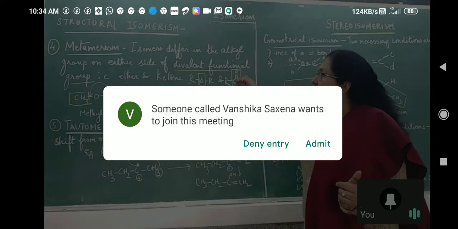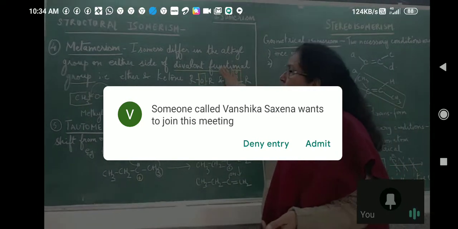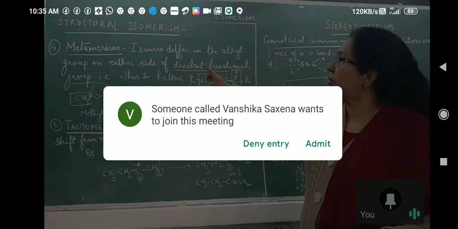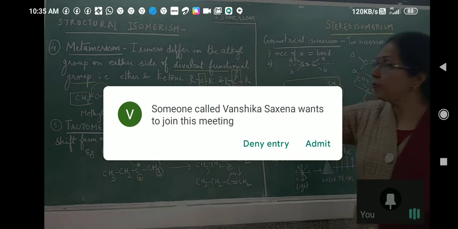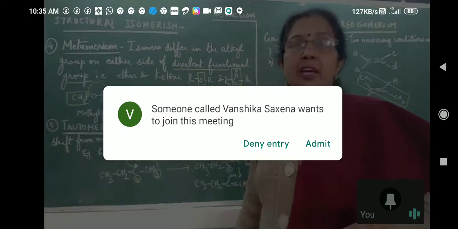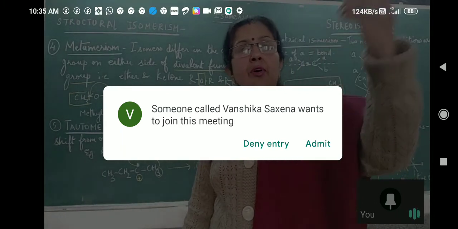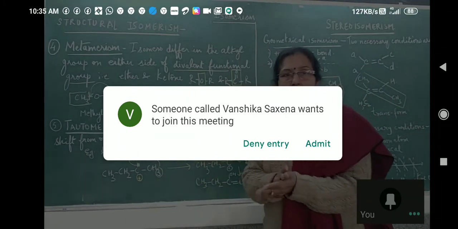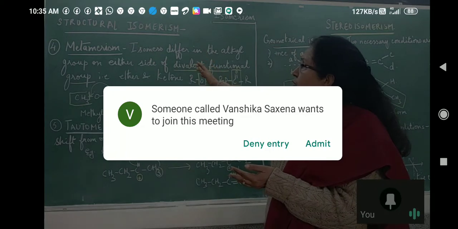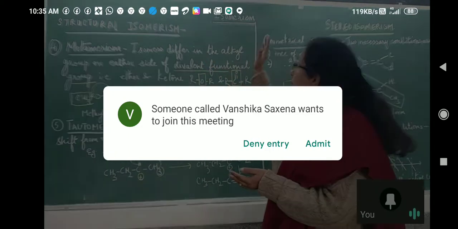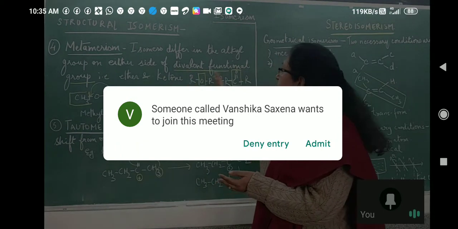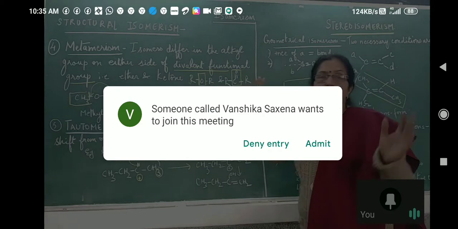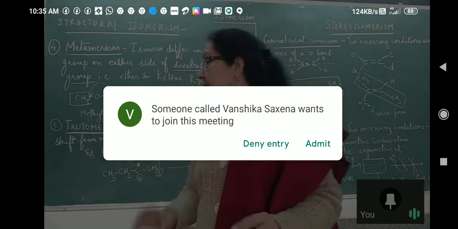If you get a short note to write, this much is more than enough for 1 mark. That is, isomers differ in the alkyl group on either side of the divalent functional group. I have not written here that they have the same molecular formula because I have already given it to you in isomerism, but here you can write: metamers are isomers which have the same molecular formula but differ in the alkyl group on either side of the divalent functional group, that is ether and ketone, and one example. This is more than enough. Okay?